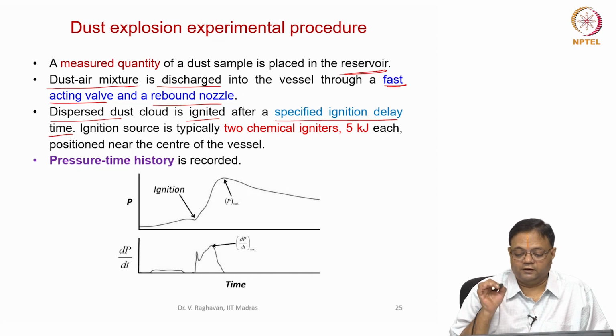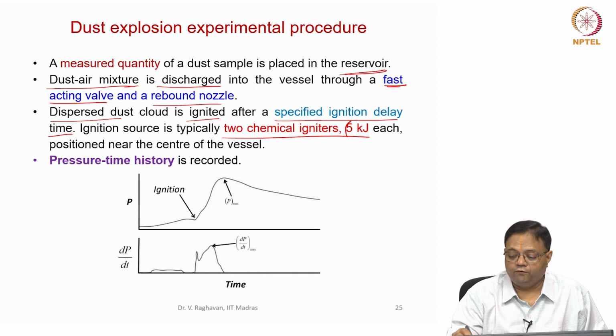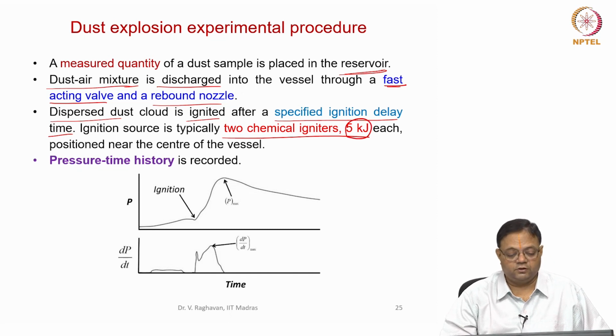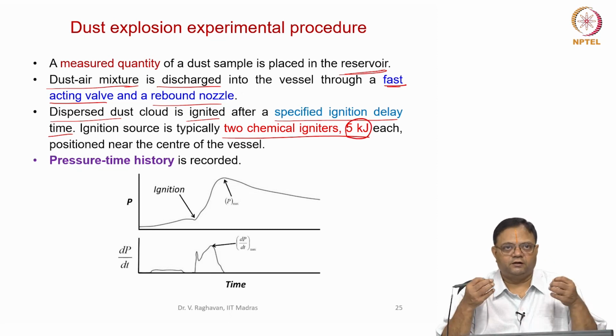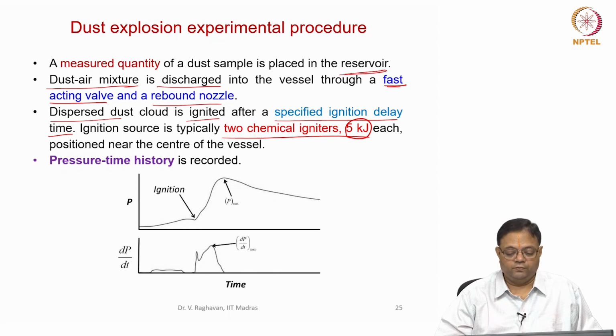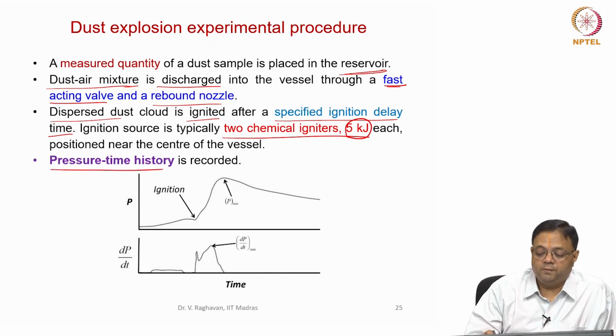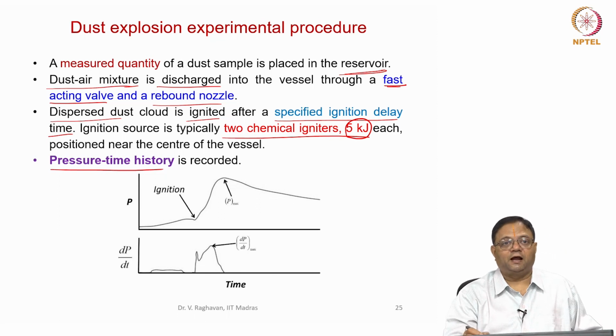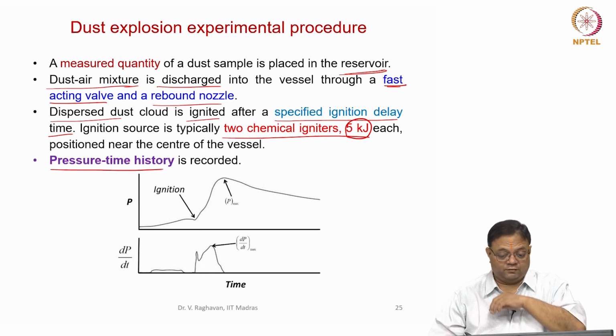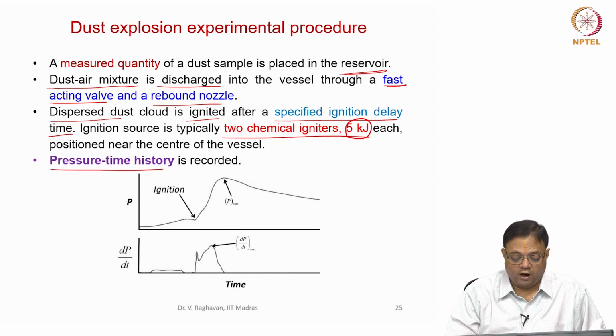the ignition source at the center, typically using two chemical igniters of capacity 5 kilojoules each, is positioned in the center of the vessel and it is going to cause the ignition. Now we can have a high speed pressure transducer to measure the pressure versus time. This is pressure versus time, and we can also get dP by dt versus time.